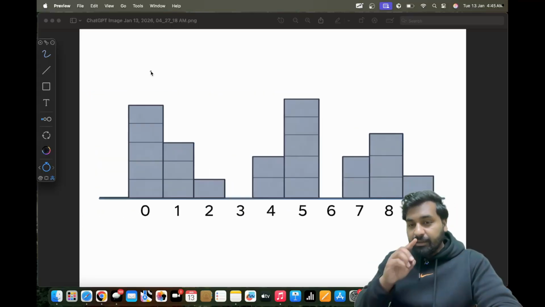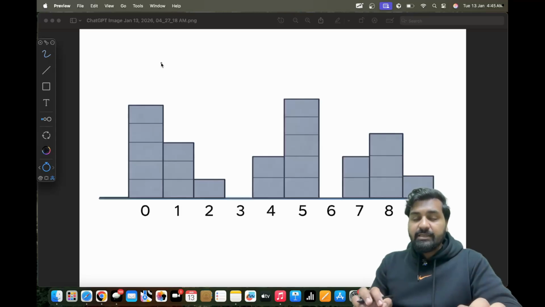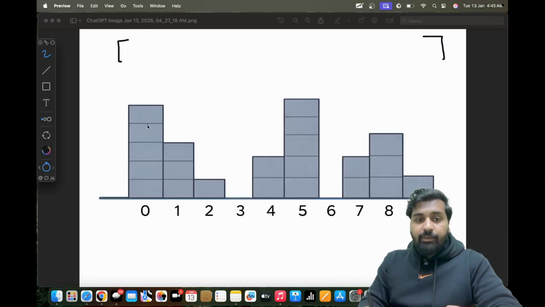So let's see what the question says. The question says basically that we have to find out how many blocks of water can be stored between the buildings when it rains. You will be given an array, and each array element will be considered as the building blocks. So basically, here how many blocks are there? 1, 2, 3, 4, 5. So that means this is a building of 5 blocks.